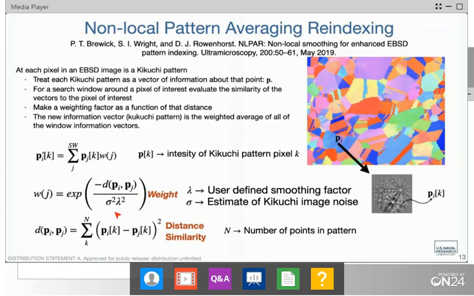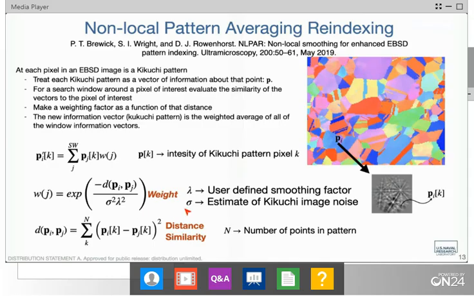Now, there are a couple of other parameters that are needed. You need some estimate of the amount of noise present within the pattern, as well as this lambda value, which is user-chosen, usually on the order of about 1. That tells you how much smoothing you would like to do, and how stringent we need to be about how similar patterns are before we consider them for averaging. And so we can now do this over much larger window sizes, because it will automatically reject dissimilar patterns from the smoothing kernel.